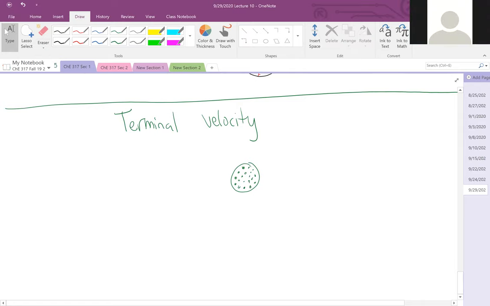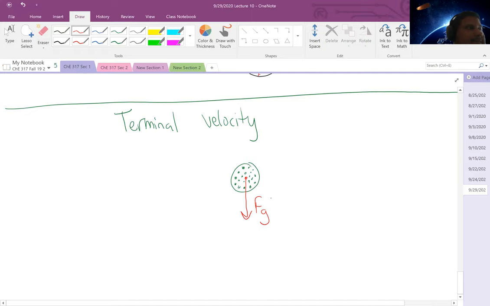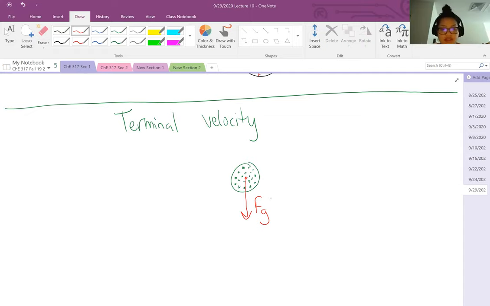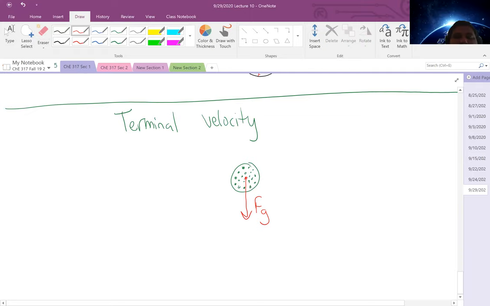Good, gravity. I said you've got gravity acting down. All right, so it's gonna be a colorful day. Force due to gravity, what else? Air resistance acting in the opposite direction. Yeah, so we have our drag force in the opposite direction.